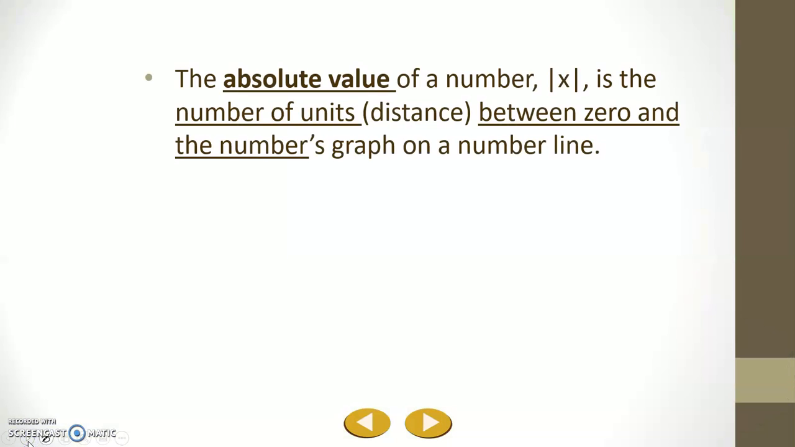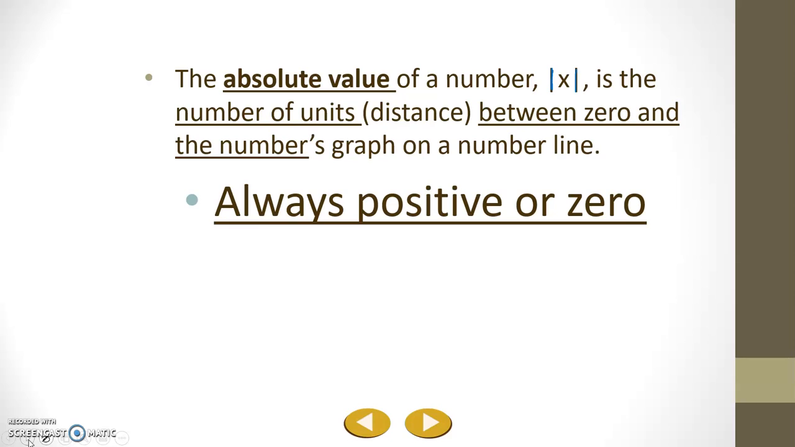The absolute value of a number, which is represented by these absolute value bars, x is just representing any number, is the number of units or the distance between 0 and the number's graph on a number line. So it's basically how far away it is from 0. The absolute value is always positive, or it's 0. Because we're measuring distance, we're measuring that in positive terms.